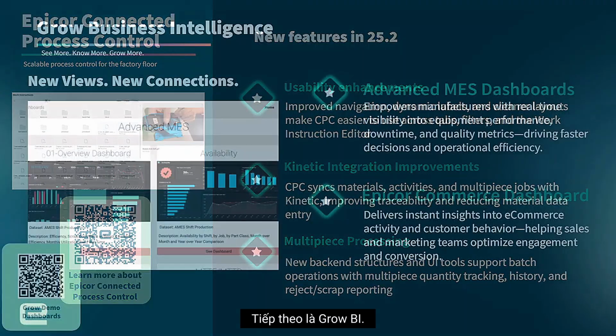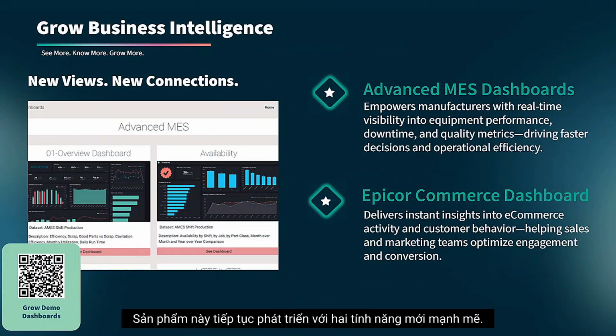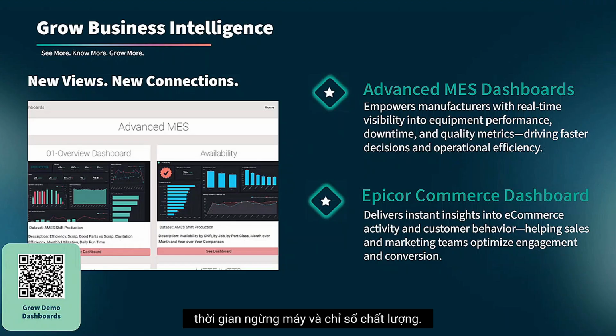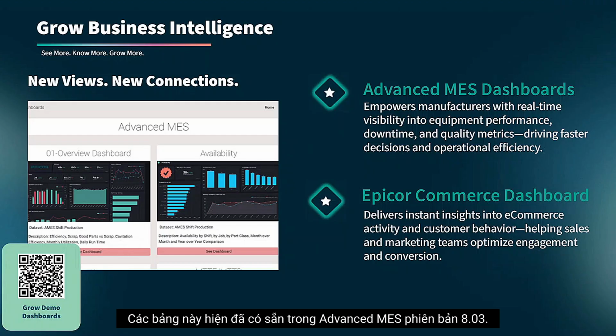In Grow BI, this product continues to evolve with two powerful new additions. First, we're introducing advanced MES dashboards, 8 visualizations that give manufacturers deep insights into performance, downtime, and quality metrics. They're available today with Advanced MES version 8.03.